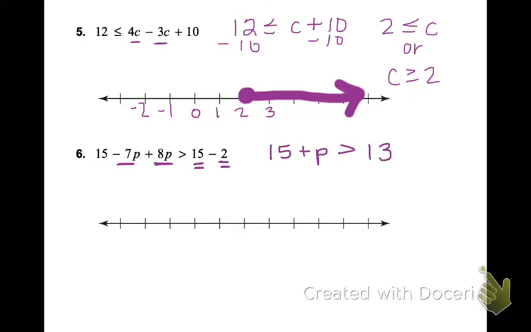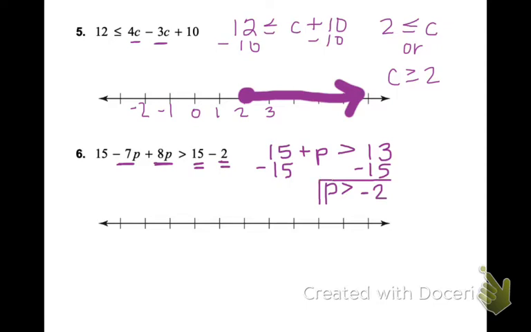Okay, and then we want to simply solve for p, so that means we will be subtracting 15 on both sides, and we'll end up with p is greater than -2.